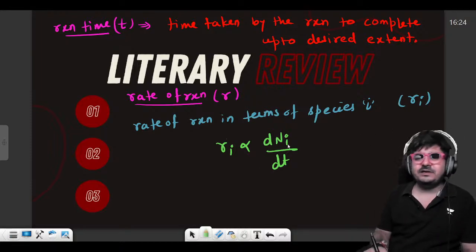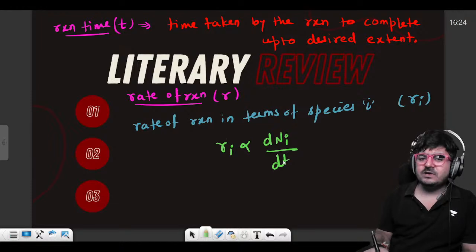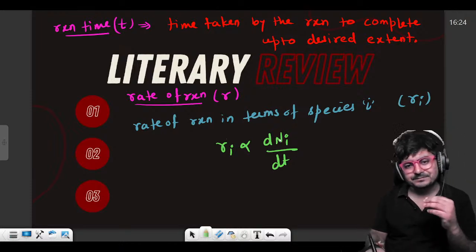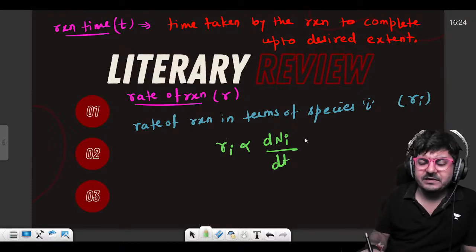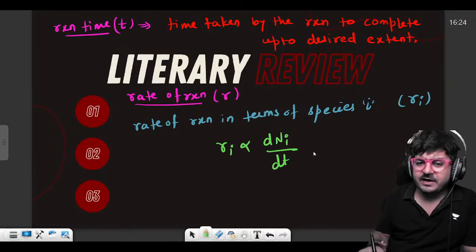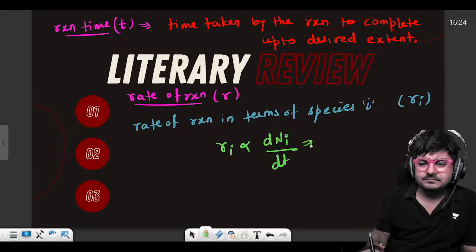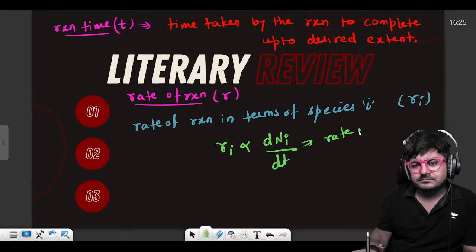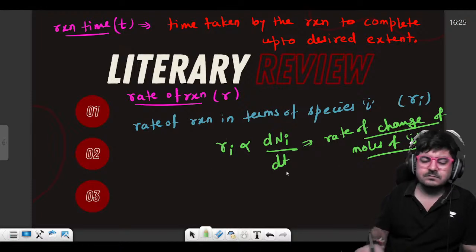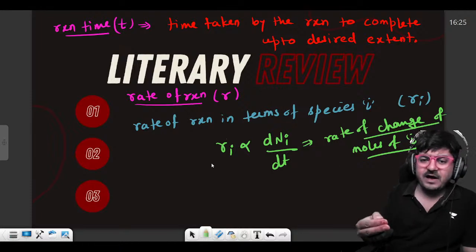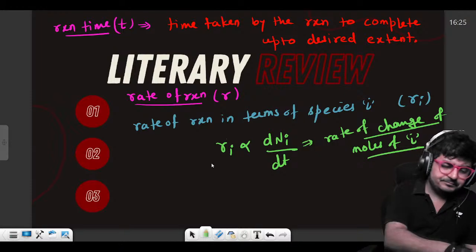अब ये रेट ऑफ रिएक्शन डीएनए ओवर डीटी है, ये क्या होता है इसकी बात भी करेंगे. तो डीएनए ओवर डीटी मीन्स रेट ऑफ चेंज ऑफ मोल्स ऑफ आई. और यू कैन से चेंज इन मोल्स ऑफ आई per unit time.